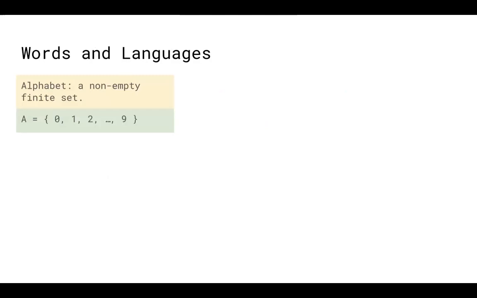An alphabet is a non-empty finite set. This is not a universal statement about all of math. I've seen multiple definitions of alphabet, but it's a statement about when Dr. Pin says alphabet, what does he mean? He means a non-empty finite set. An example would be the set containing the numbers 0 through 9.